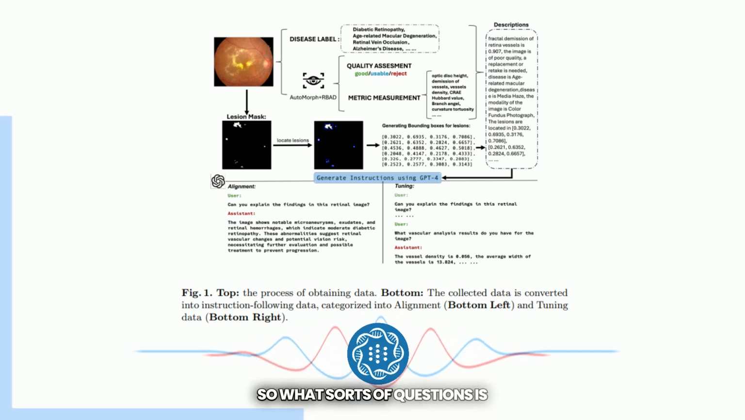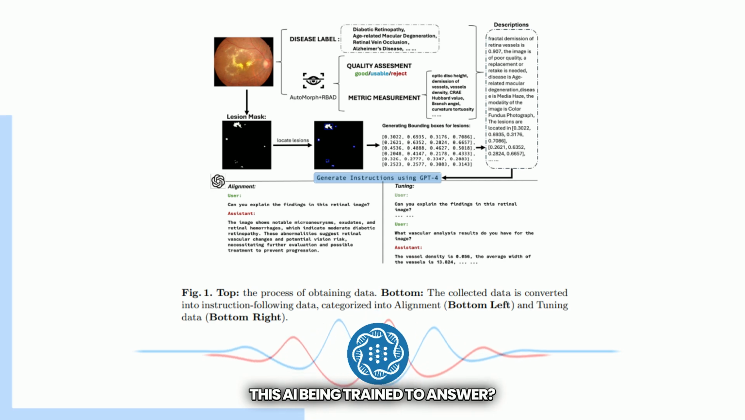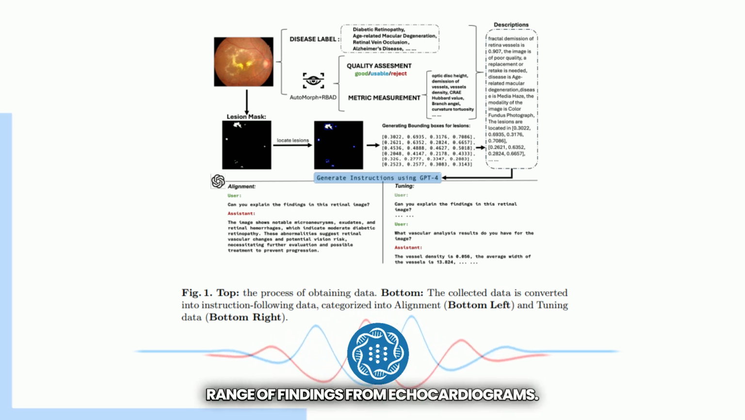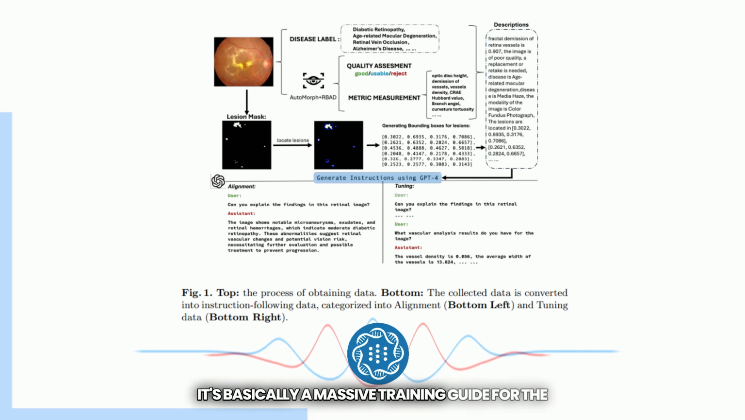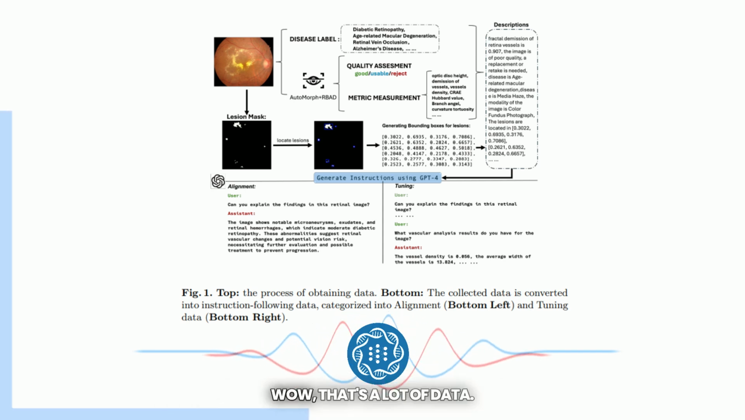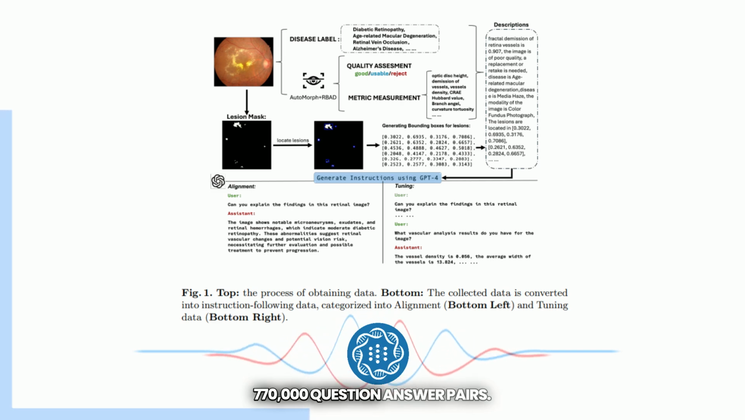So what sorts of questions is this AI being trained to answer? They've created a data set with over 770,000 question-answer pairs, covering a huge range of findings from echocardiograms. It's basically a massive training guide for the AI, teaching it to recognize patterns and understand all the little details in those reports. Wow, that's a lot of data, 770,000 question-answer pairs.